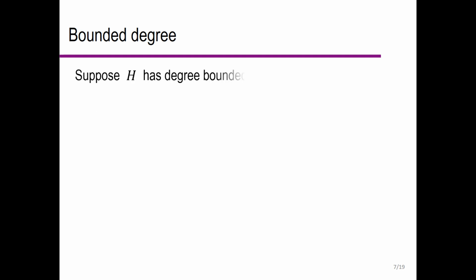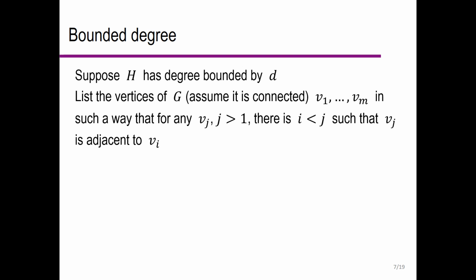So let's start with bounded degree. Suppose that we are given that our target graph H has degree which is bounded by some constant d. Okay, then we list the vertices of G. We will always assume that G is connected, because if it's not, the problem is trivially reducible to connected components of G. So we list the vertices of G, say v1 through vn, in such a way that for any vertex except for the first one, there is a preceding one that is adjacent to vi.